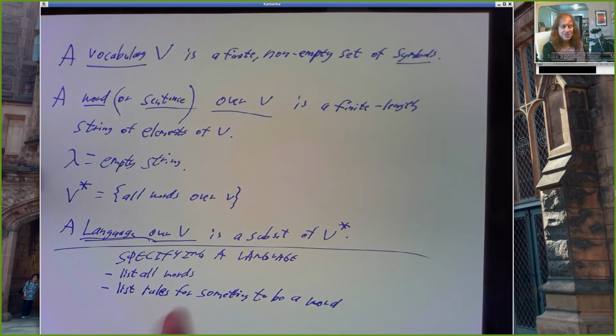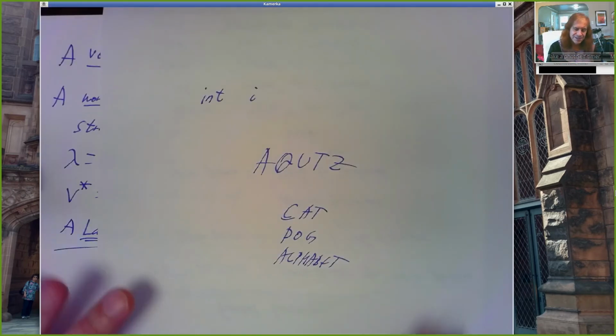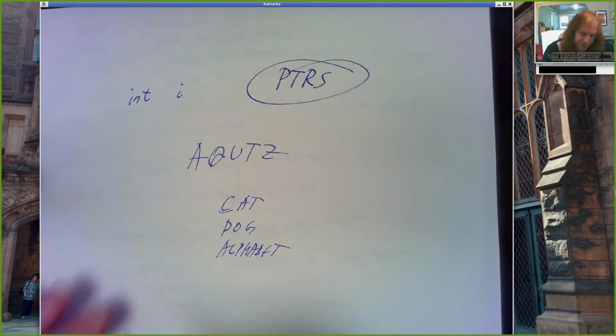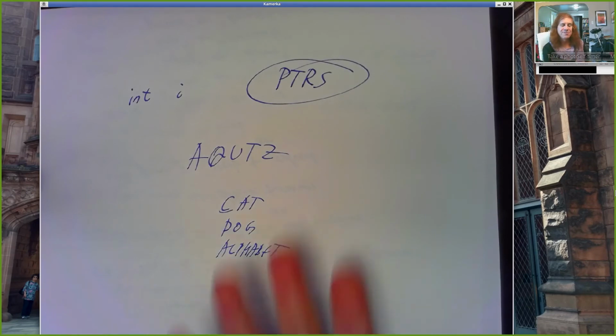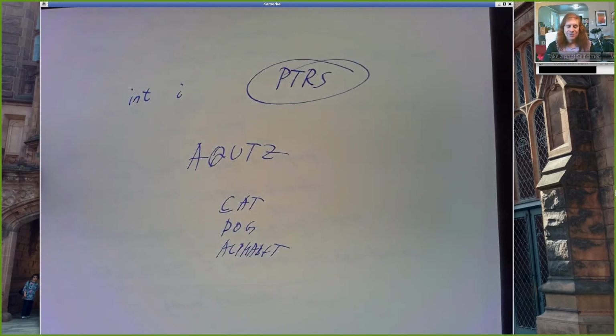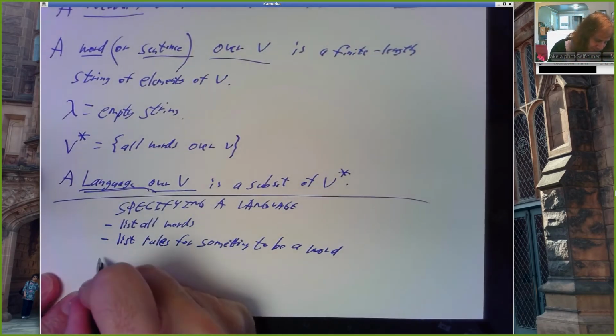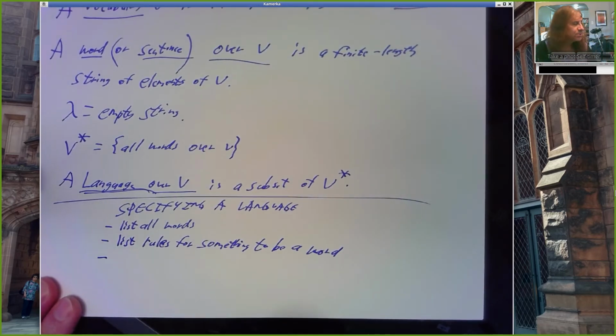Alright, so this is another way to specify a language: list rules to tell you whether or not something belongs to the language. That doesn't work very well in English either, right? There's a few rules by which we can say something is not a word. For example, if I write this, we can probably say that's not a word because there's no vowels in there. But that doesn't work in general, and it doesn't work very well for a lot of computer applications.